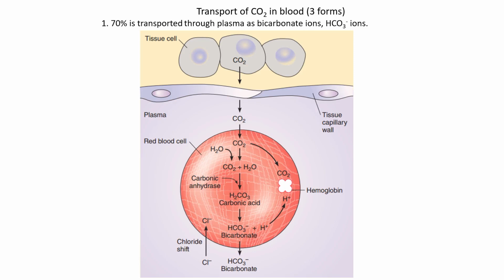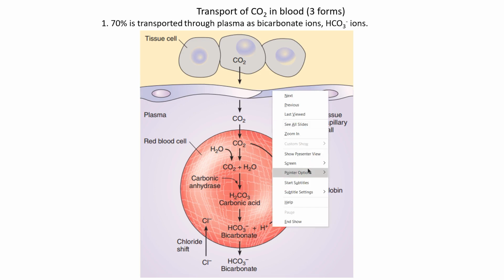Today we'll be discussing transportation of carbon dioxide in blood, which occurs in three forms. First, 70% of carbon dioxide in blood is transported through the blood plasma as bicarbonate ions. Now this is the tissues of active respiring cells.